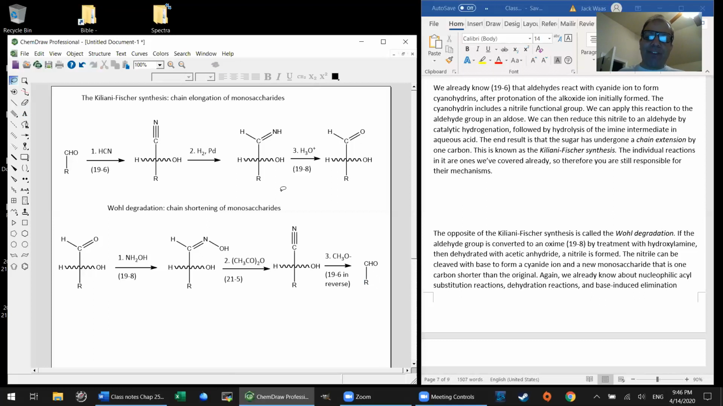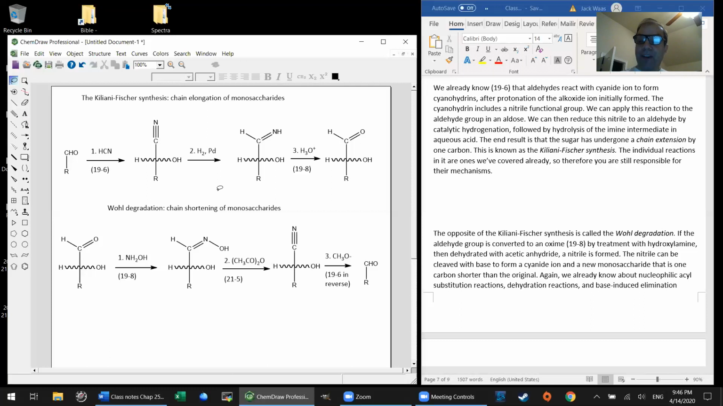Let's end off our discussion of the reactions of monosaccharides with an interesting comparison, because we have a way of converting a sugar, an aldose, to an aldose that's 1 carbon longer, and we also have a way to do the exact opposite, to convert an aldose to an aldose that is 1 carbon shorter. And those two methods are known as the Kiliani-Fischer synthesis and Wohl degradation, respectively. As always, I'm less concerned that you know the names than that you understand the reactions involved.